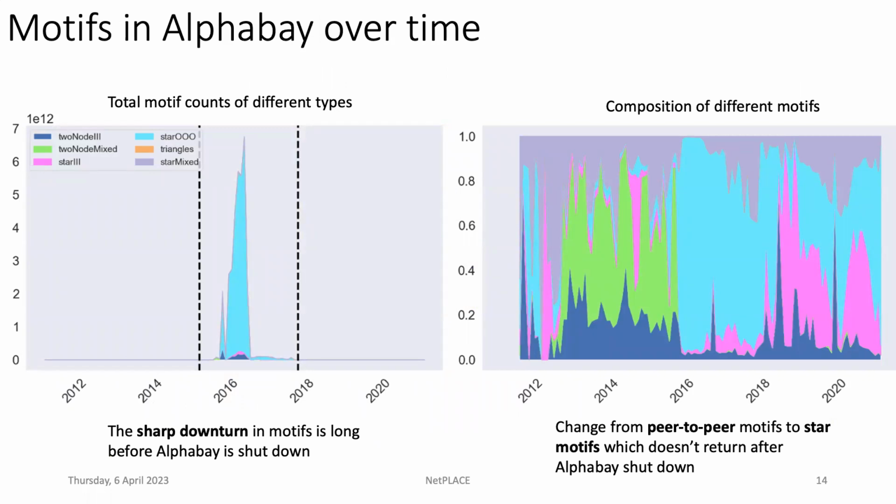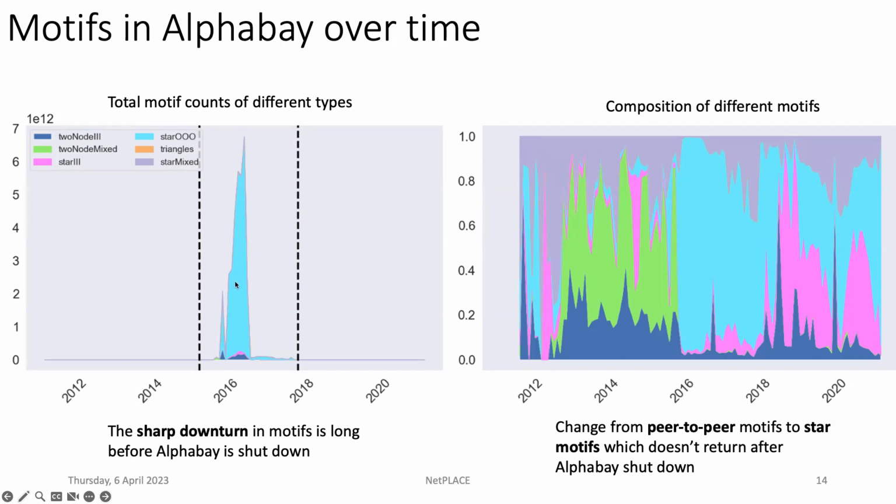Our next thing we looked at was studying motifs over time. So while the previous results were just looking at the whole network, the motifs that completed within an hour, in this part we looked at still the 1 hour motifs, but batched by month, and how both the number and composition of motifs changed over time. And just annotated on this left graph is the dates of when Alphabay market was launched, and when it was dissolved again.